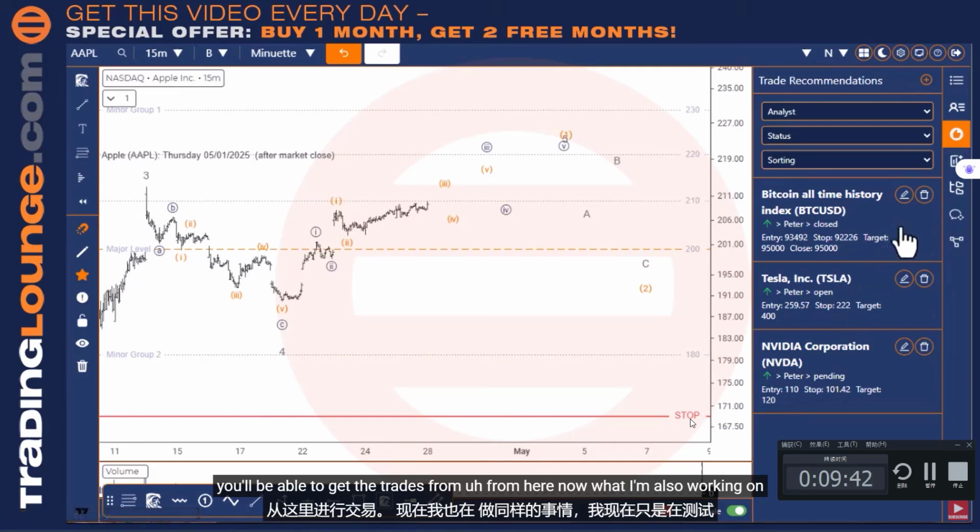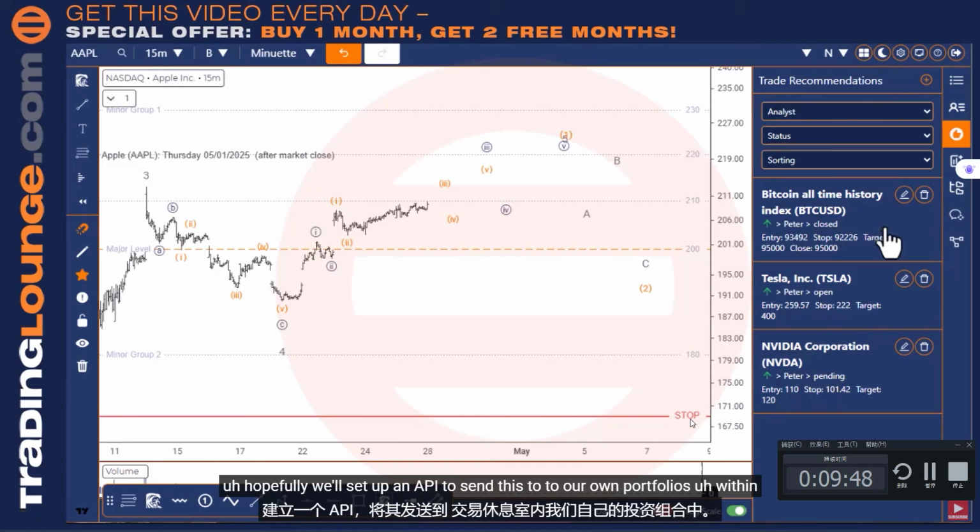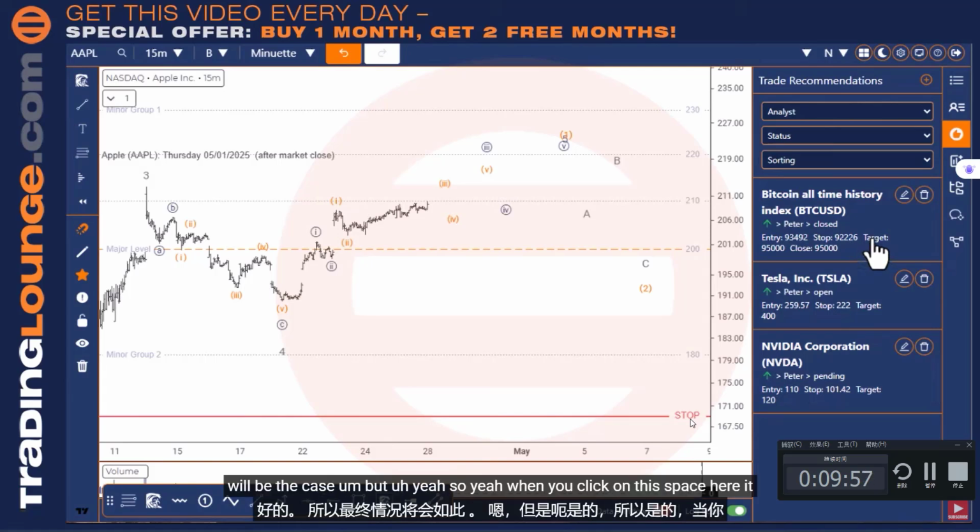Now, what I'm also working on, I'm just testing all this at the moment. What will happen as well is hopefully we'll set up an API to send this to our own portfolios within Trading Lounge. Okay, so eventually that will be the case.